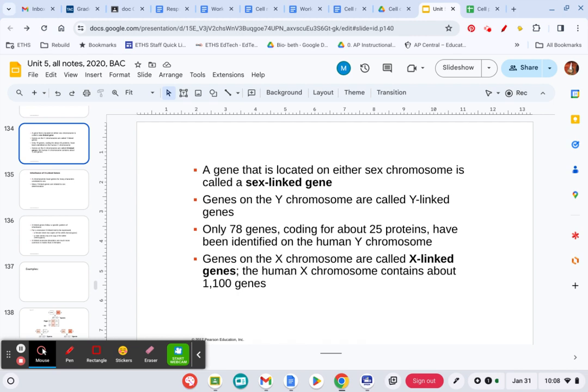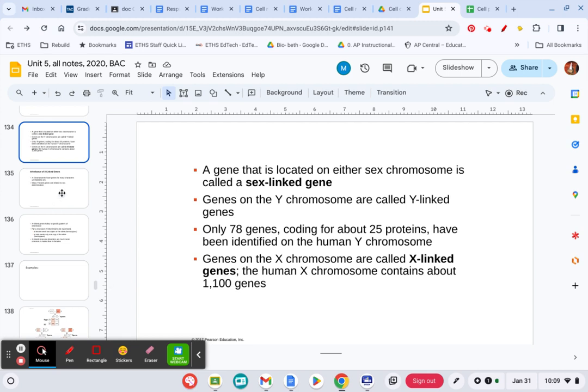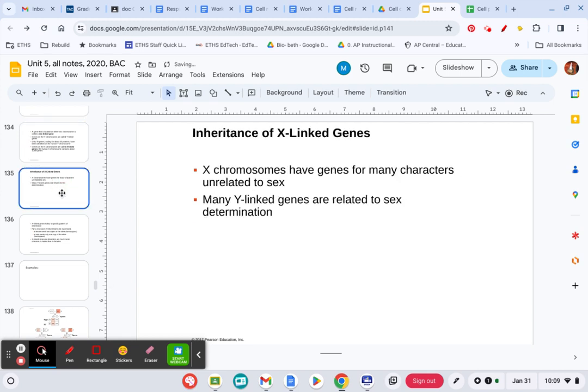I wanted to go through a problem with you so you could see where this is going, because one of your genetics problems will be on a sex-linked trait.